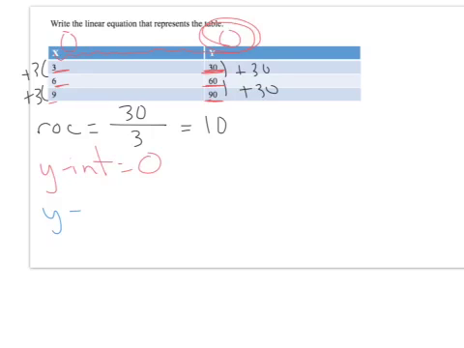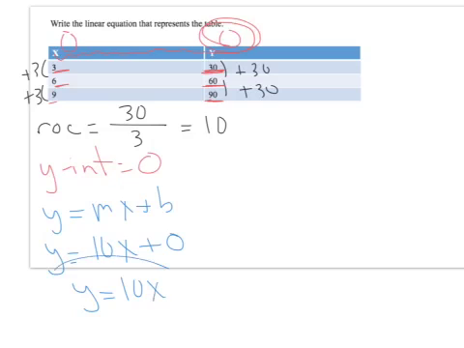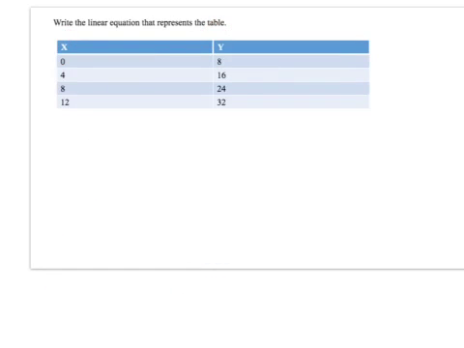So then our equation, y equals mx plus b. So y equals our m, which is our rate of change or slope. So 10x plus, and our b is our y-intercept, which is 0. And when you add 0, it doesn't change anything, so I'm just going to leave this as y equals 10x.